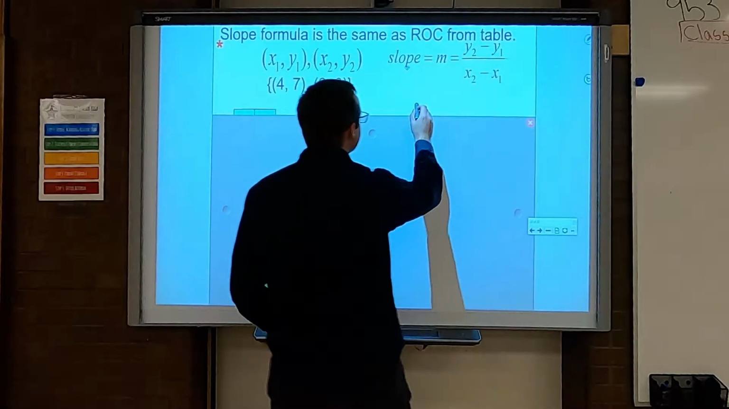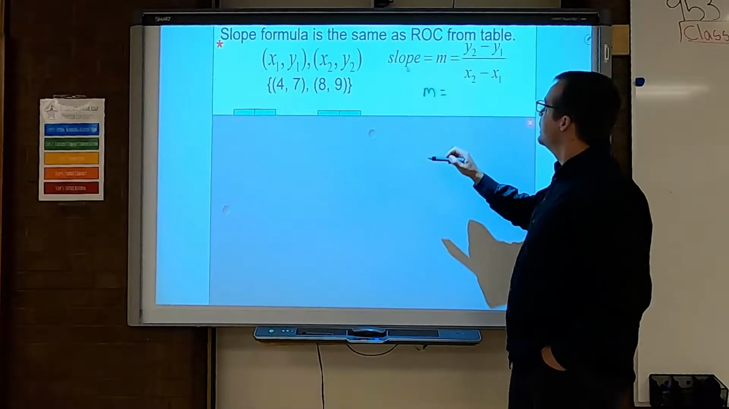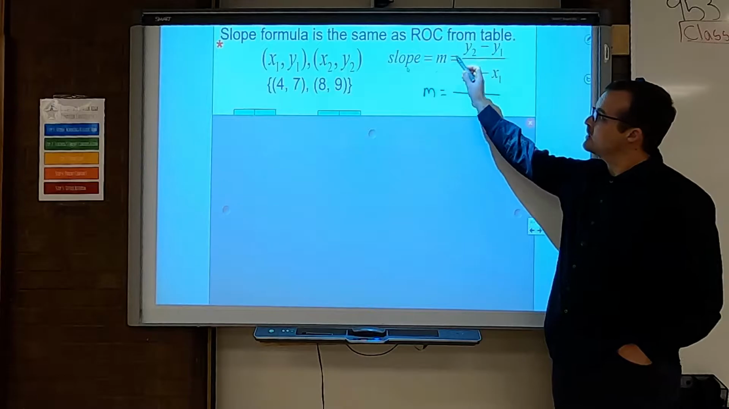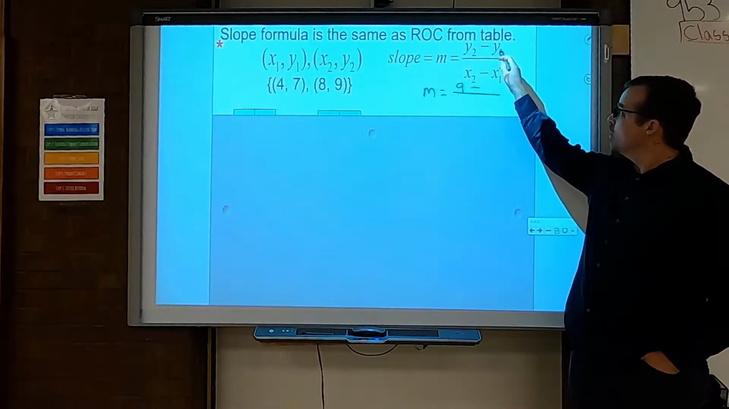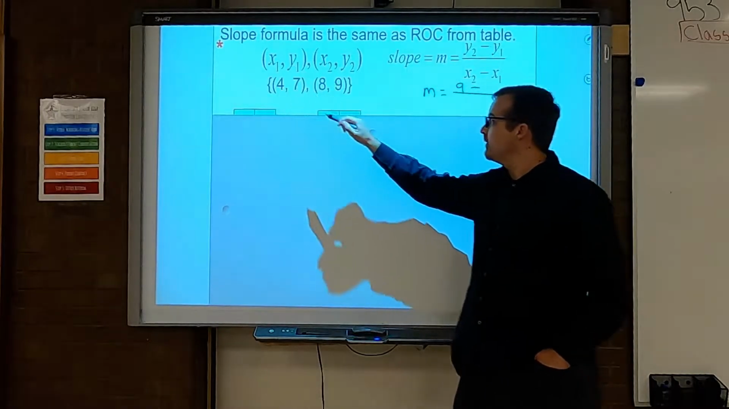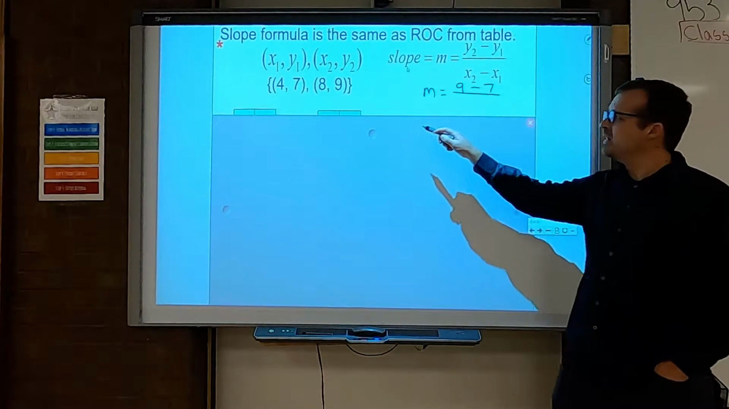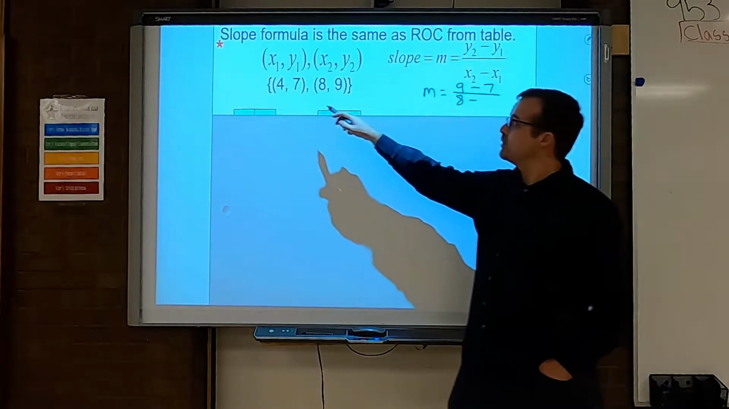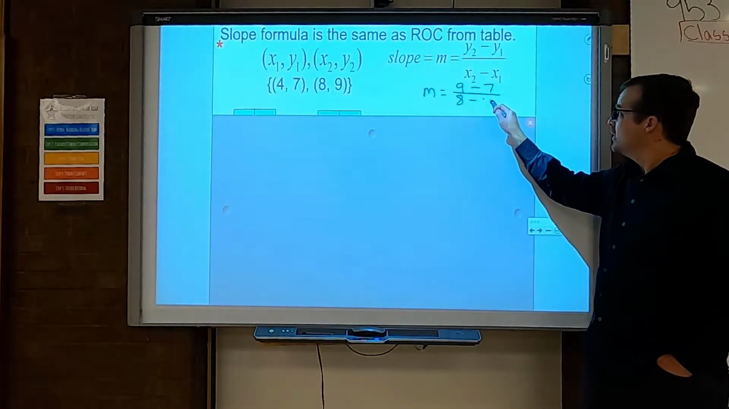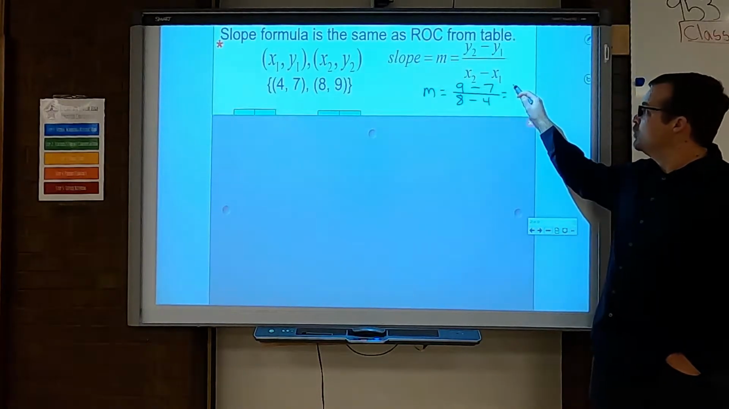All right, so here we got m equals, let's do my fraction, y2 is 9 minus your y1, y1 is 7. And then x2 is 8 minus x1, which is 4. 9 minus 7 is 2.